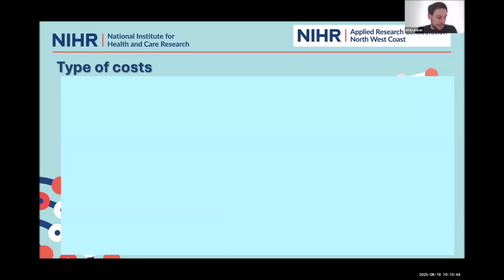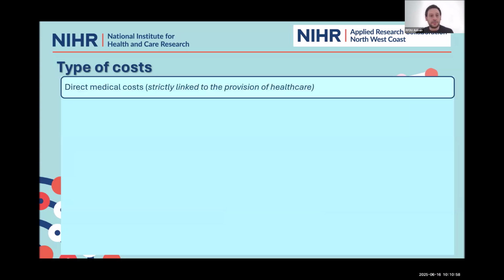I'm going to give you now some examples of types of costs which researchers or health economists consider when they run an economic evaluation. I already talked about some examples before, but I'm going to give you even more examples in these slides. So there are different families or groups of costs that researchers consider when they run an economic evaluation. Here we have some examples regarding direct medical costs.